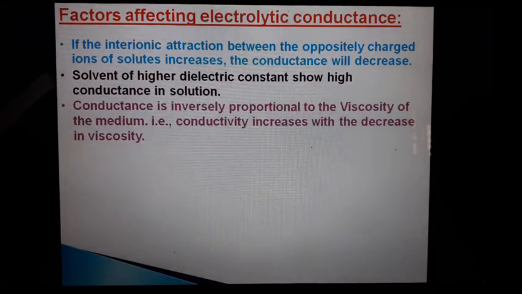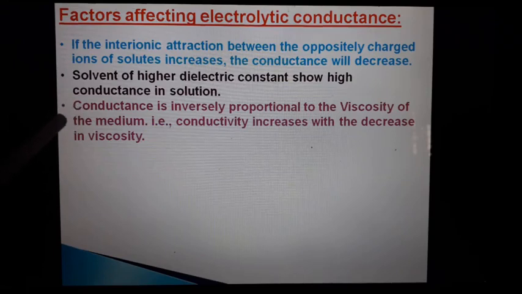Next, conductance is inversely proportional to the viscosity of the medium. Viscosity of the medium means thickness of the liquid. If the thickness of the liquid is higher, viscosity is higher, then the conductivity decreases. More dilution gives more conductance. This is the reason. Okay.